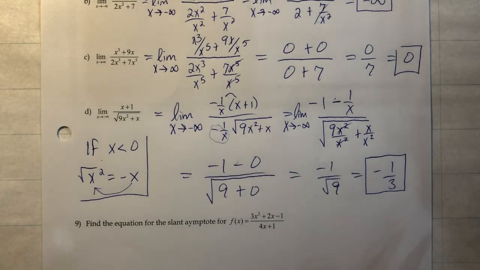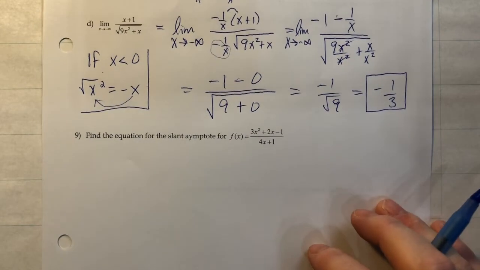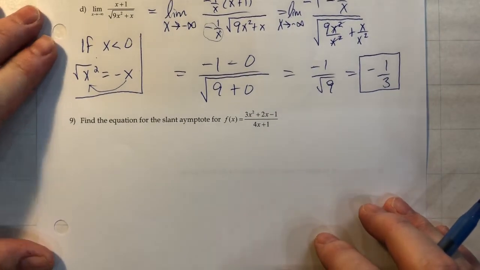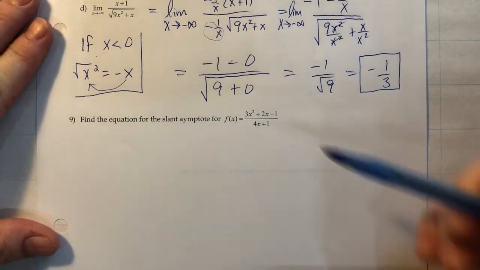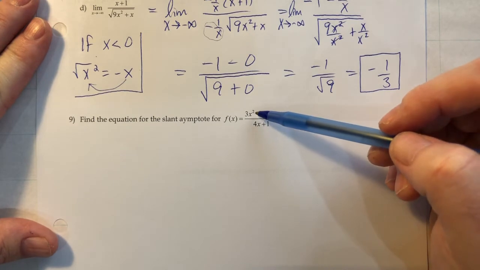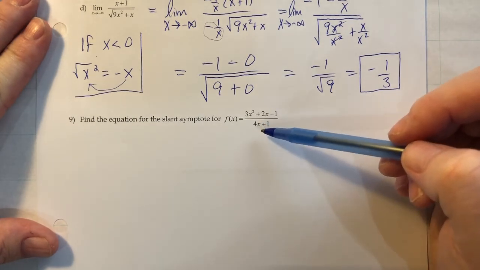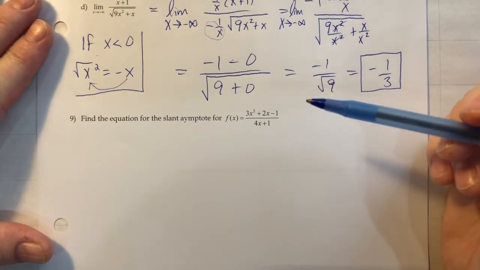All right, moving on to number 9. Find the equation for the slant asymptote for this function. So first of all, how do we even know it has a slant asymptote? That'll happen anytime the largest power on the top is exactly 1 higher than the largest power in the denominator, which we do have here.